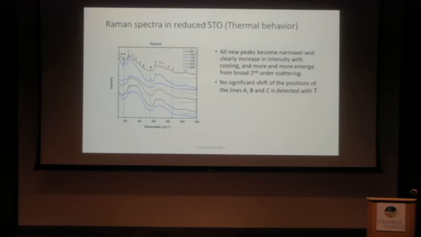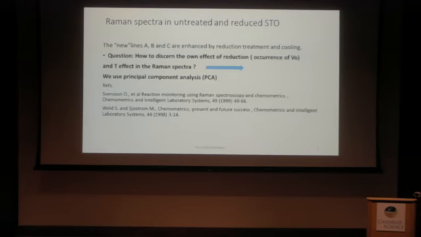If we look at the temperature dependence of the Raman spectrum in the reduced sample, the new lines A, B, and C increase in intensity on cooling. But the position is relatively constant as a function of temperature. So we have detected 3 new lines, A, B, and C, and these lines are enhanced by reduction treatment and cooling.